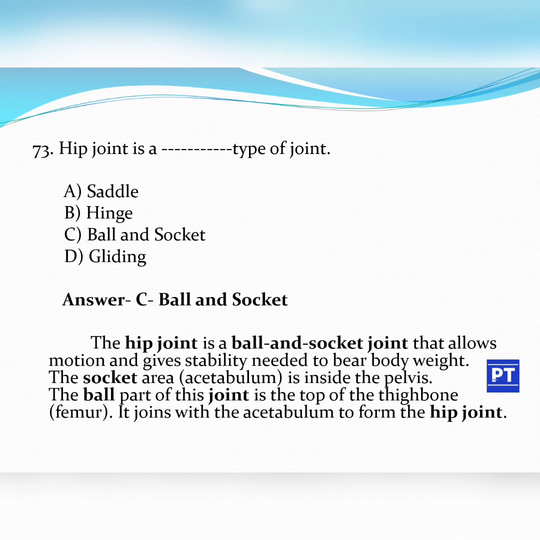Hip joint is a ball and socket joint which allows motion and gives stability needed to bear the body weight. The socket area is the acetabulum inside the pelvis and the ball part of the joint is the top of the thigh bone, the femur. It joins with the acetabulum to form the hip joint. And another example for a ball and socket joint is the shoulder joint.